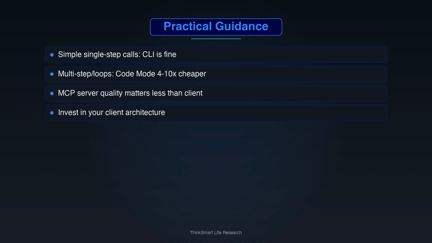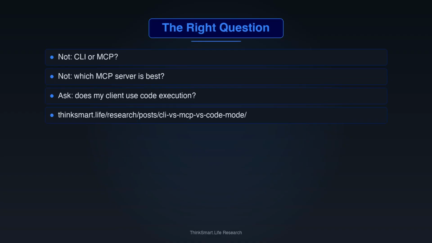The broader lesson for AI engineering. The community has been optimizing the wrong variable. The explosion of MCP server development addresses a real problem, interoperability and tool discoverability. But it doesn't address the cost and efficiency problem that teams building production agents actually face. The surface debate is CLI versus MCP. The underlying question is whether your client collapses multiple tool calls into single LLM turns through code generation and execution. That architectural choice is where the economics are determined.